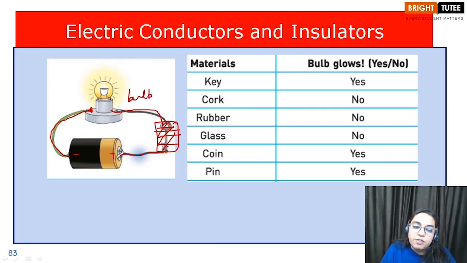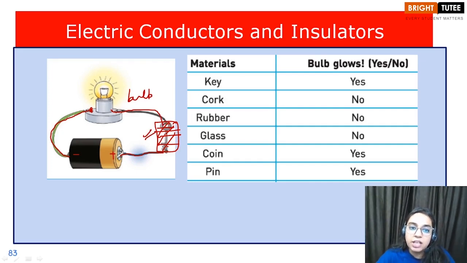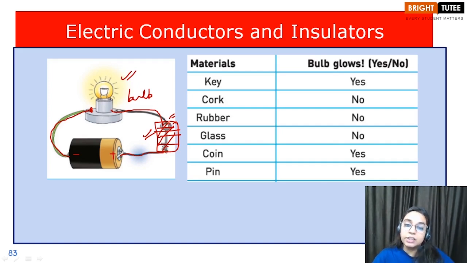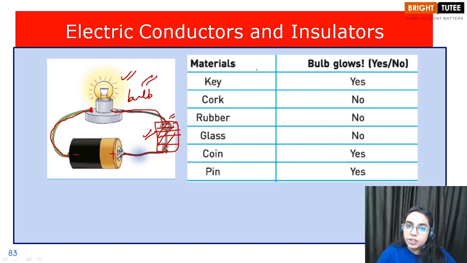Right children, for example, we start by testing with a key, and you will observe that in the case of the key, the bulb will start glowing. What does this indicate, children? This indicates that the key has completed the circuit and has conducted the current, because of which the bulb started glowing. Right children, so we will make an observation table like this.